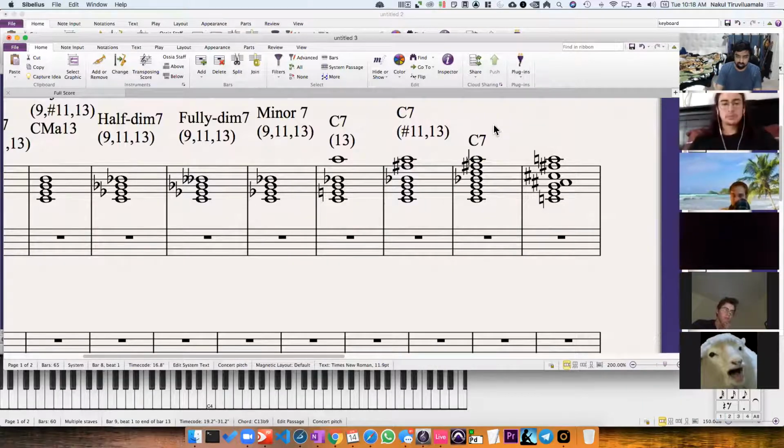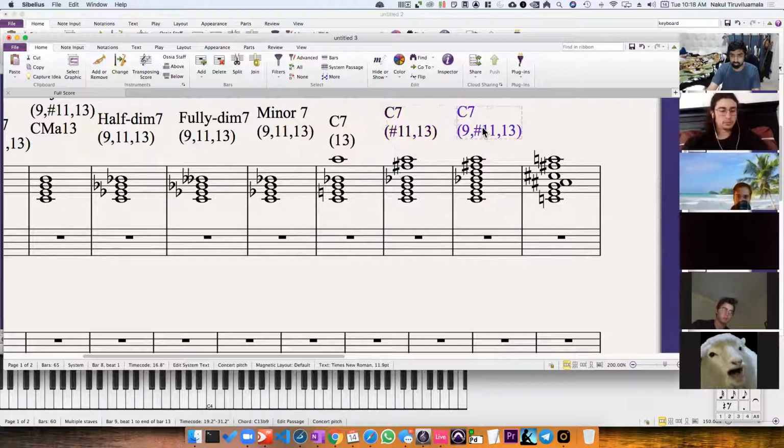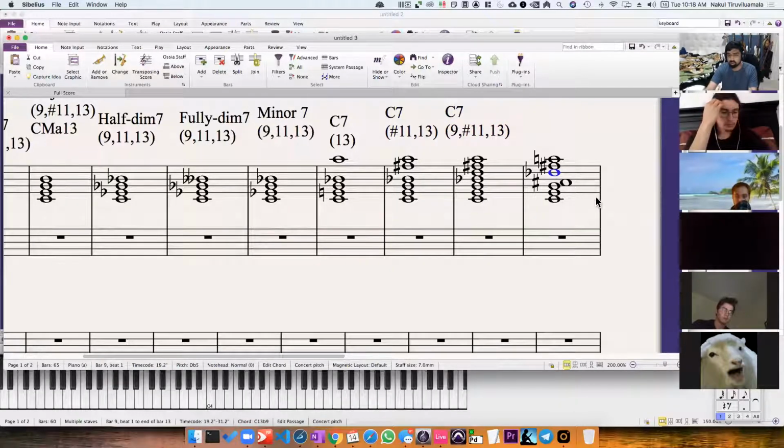So I have a C7, and I've got what? I've got a 9, a sharp 11, and a 13, right? All of these are referencing the 13, but I'm leaving out the 11, or I'm leaving out the 9, but I have latitude to do that as well. So now let's take a look at this example.